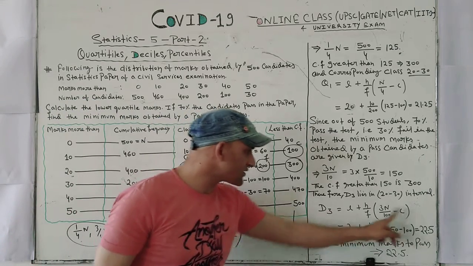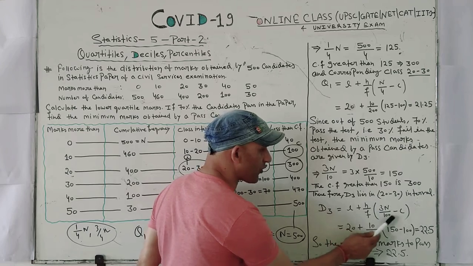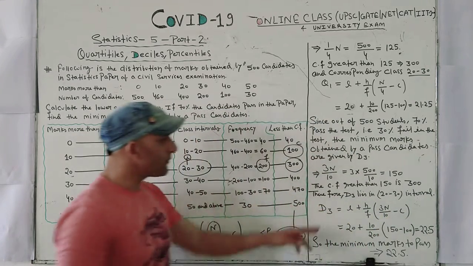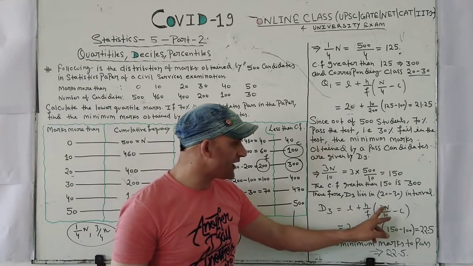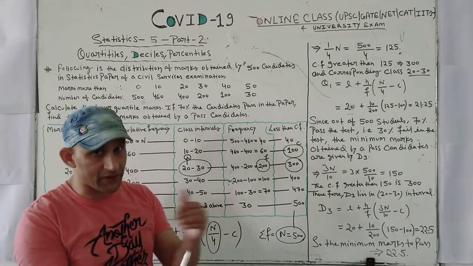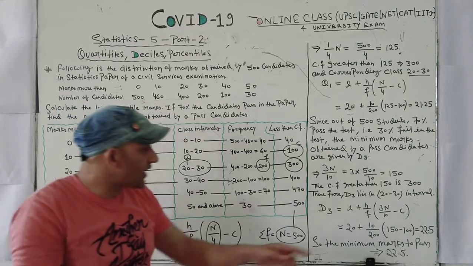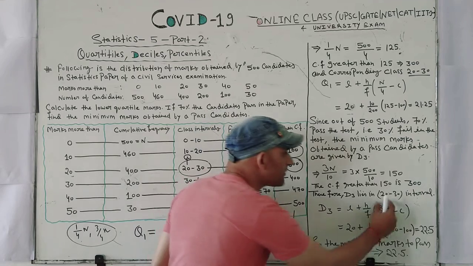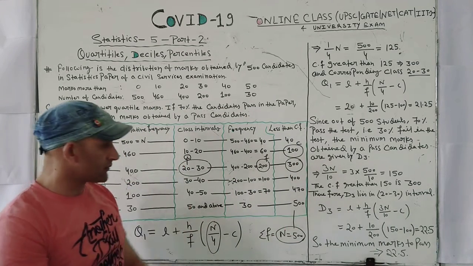So your formula again, same formula. D3 is equal to L plus H upon F, 3n upon 10 minus C. Sorry, this is 10, 3 upon 10 minus C, because this is decile. If I use percentile, then I will write 3 upon 100. If we are asking the third percentile, then 3 upon 100. If we are asking the 99 percentile, then I will write 99 upon 100 into n. Only this value we have to change for all formulas. Only one formula you have to remember.